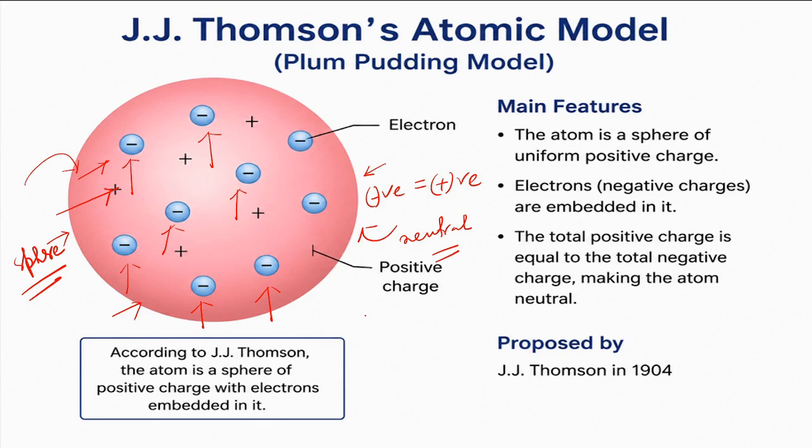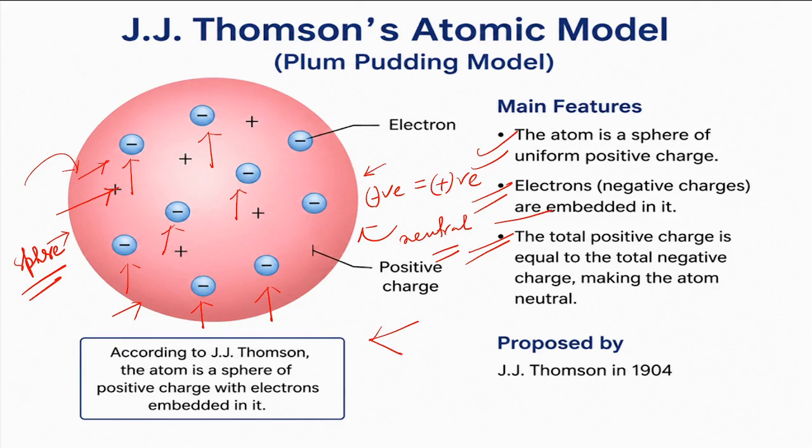So in his atomic model, Joseph J. Thomson, or J.J. Thomson, assumed that an atom is a sphere of uniform positive charge. Electrons, that means the negatively charged particles, are embedded in some fixed positions inside the sphere. The total positive charge is equal to the total negative charge, making the atom neutral. Right? So this is the atomic model of J.J. Thomson.